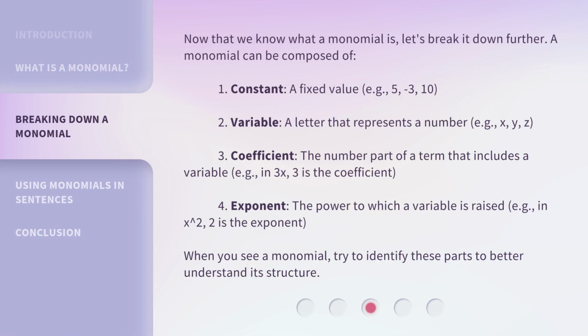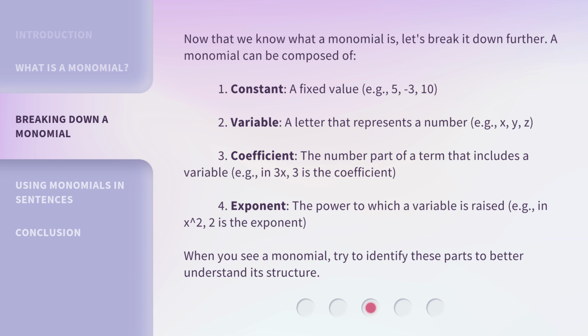Now that we know what a monomial is, let's break it down further. A monomial can be composed of: 1. Constant, a fixed value, e.g., 5, -3, 10. 2. Variable, a letter that represents a number, e.g., x, y, z.